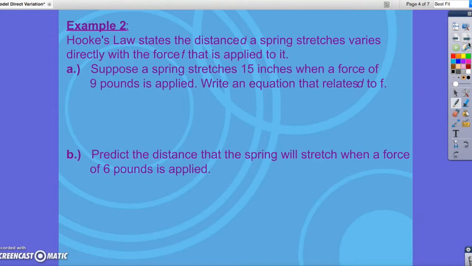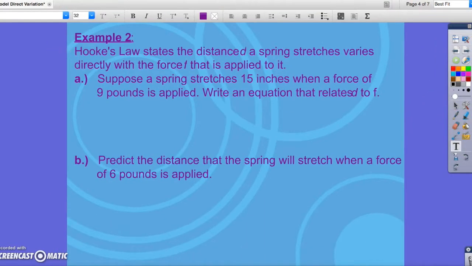A, suppose a spring stretches 15 inches when a force of 9 pounds is applied. Write an equation that relates D to F. So it says D to F. D is a direct variation of force. So distance, direct variation, force.